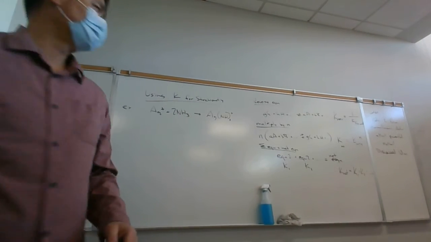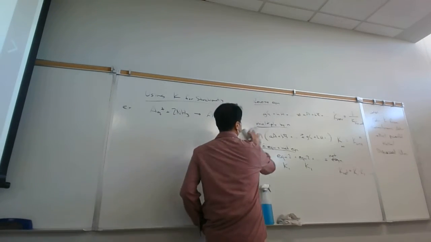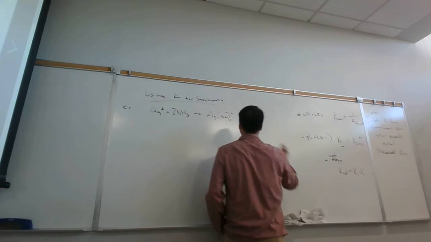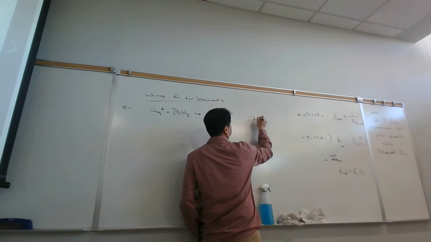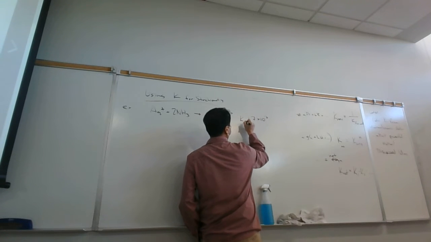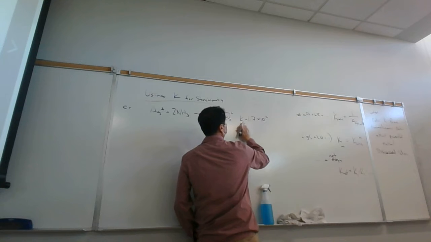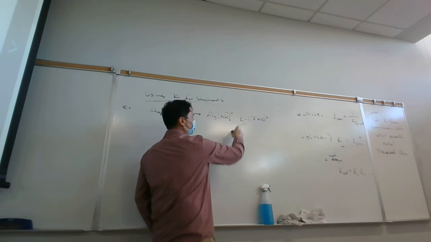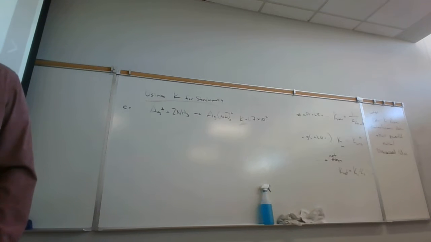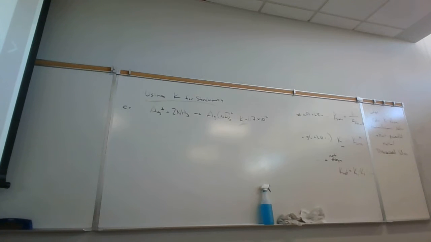This is a highly favorable reaction. 1.7 times 10 to the 7 would be 17 million to 1. And this would be K. This is a KC, by the way. K_f's are KC values.